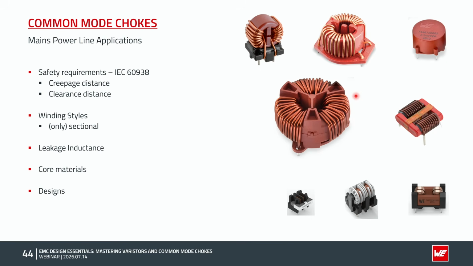So now we will go a bit deeper into the common mode chokes for mains power line applications. We will start with the safety requirements from the IEC standard. We will see which winding styles we are using and why, and come back to the leakage inductance and the core materials, and also see the effects of different designs.